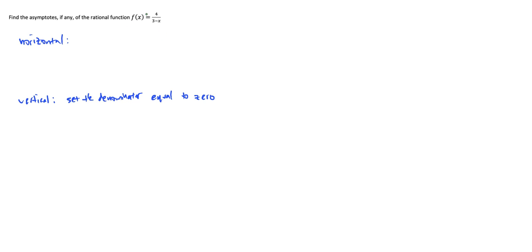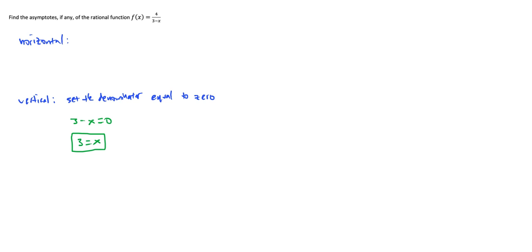Okay, so let's set the denominator equal to 0. So 3 minus x is equal to 0. We'll add the x to both sides, so x equals 3. So remember, this is actually the equation of a vertical line, and that is where this vertical asymptote occurs.